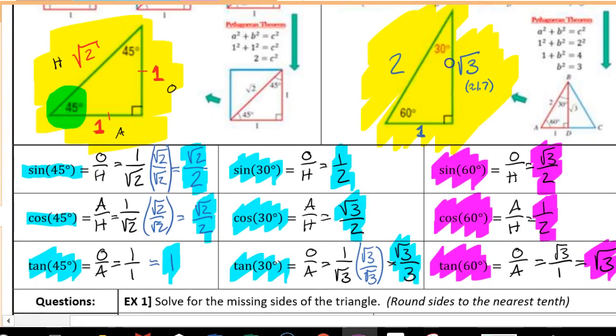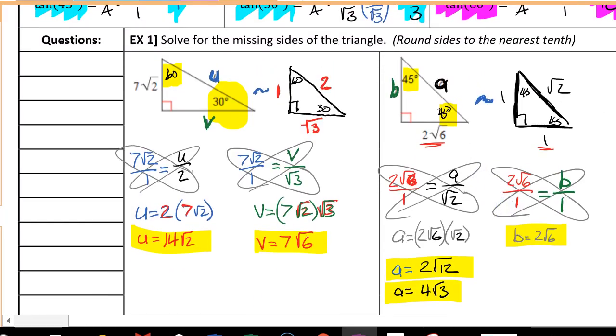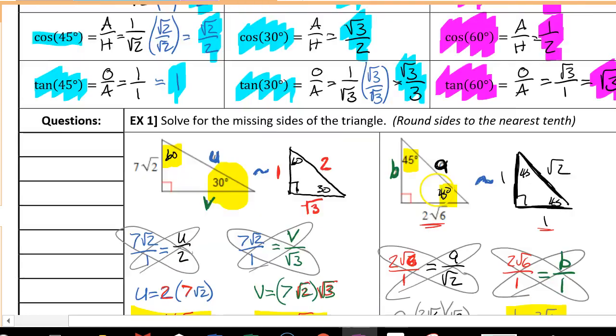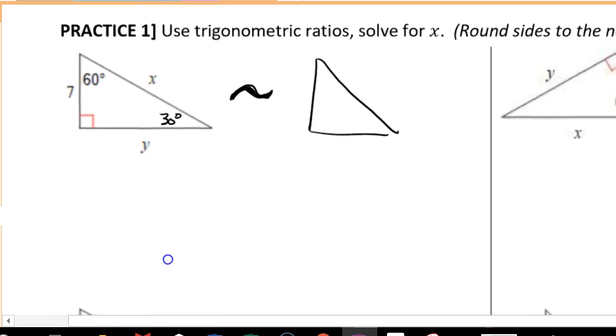We defined the three trig functions for each angle, and we did an example problem where we used these special right triangles to create a set of two similar triangles and therefore set up a proportion and solve for missing sides. We're going to continue doing that here in practice problem number 1.